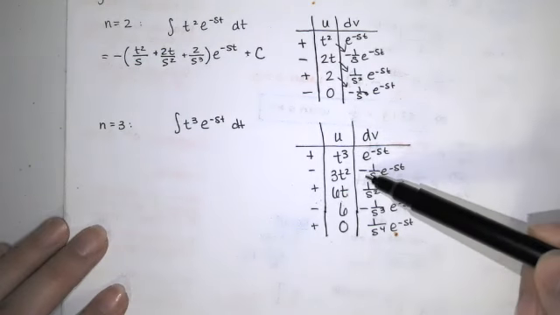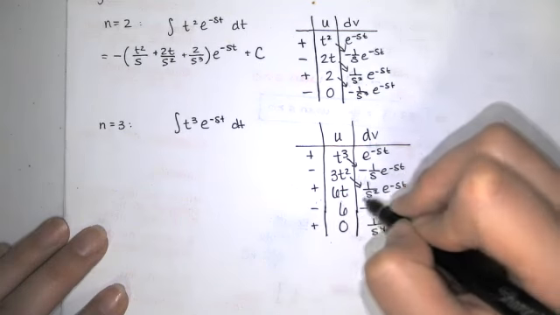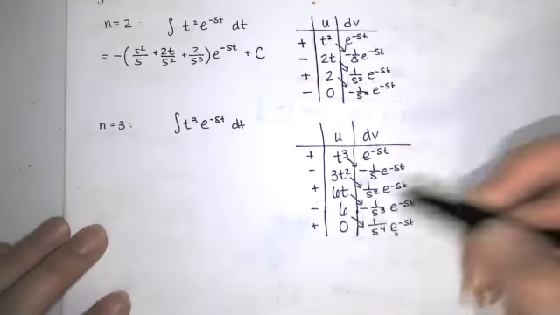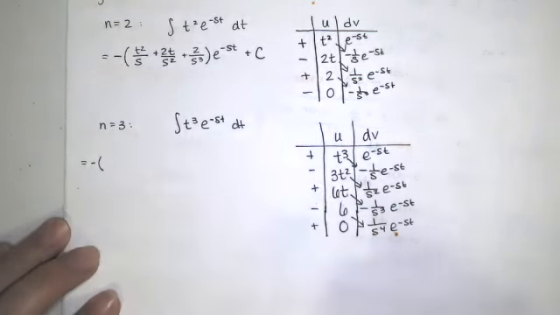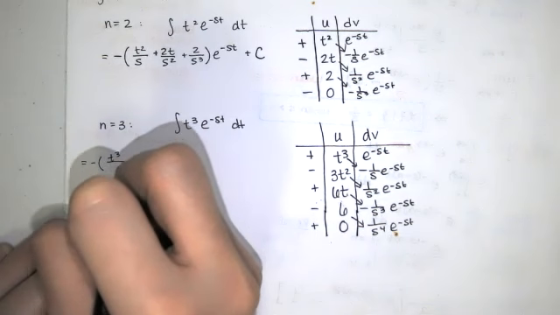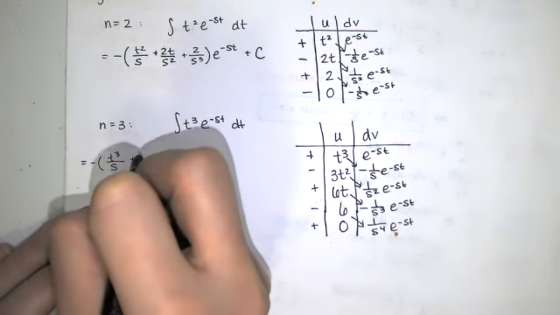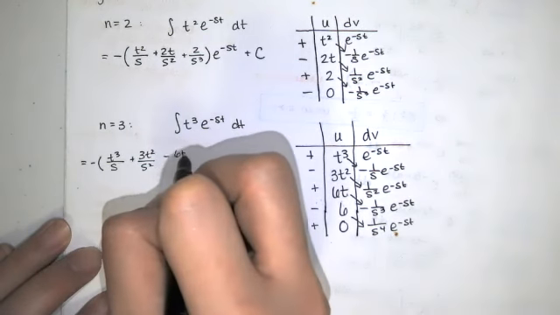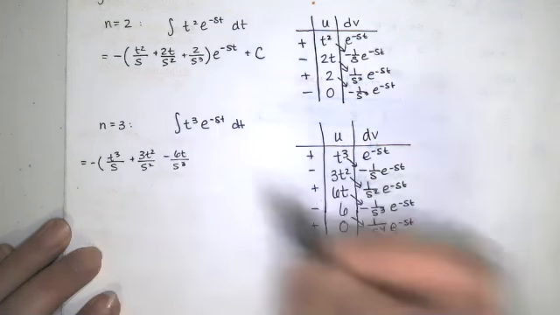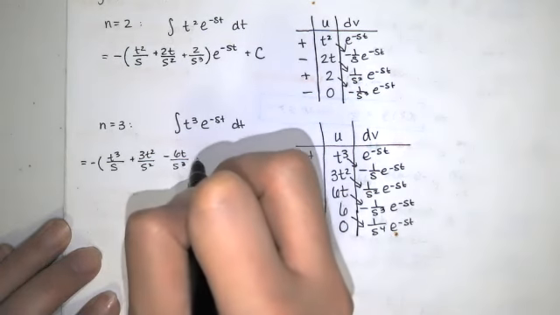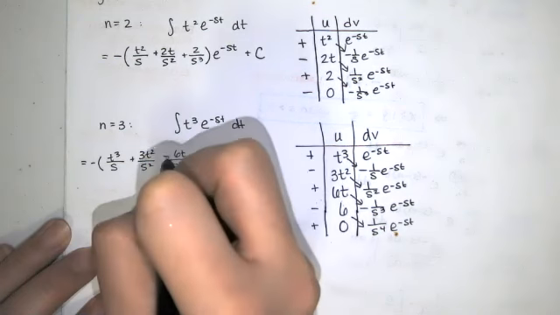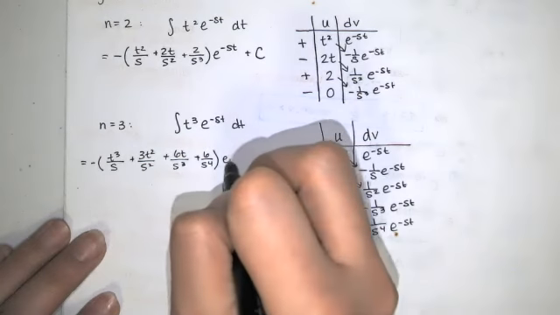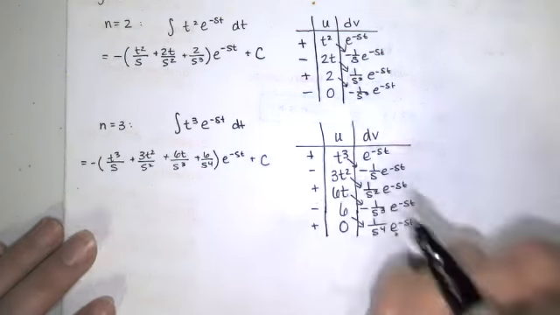When I multiply these two guys together, and these guys, and then these guys, I'm going to have a negative term, a negative term, a negative term, and then a negative term. Let's factor out a negative from everything. And over here, we'll have t cubed over s plus 3t squared over s squared. And I've got a minus 6t over s cubed. And then a minus 6 over s to the 4th. And if we take out those negatives, we end up with that. Factor that negative out. And I'm factoring out the exponential as well, plus c.